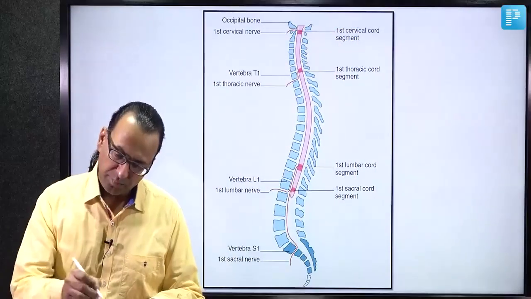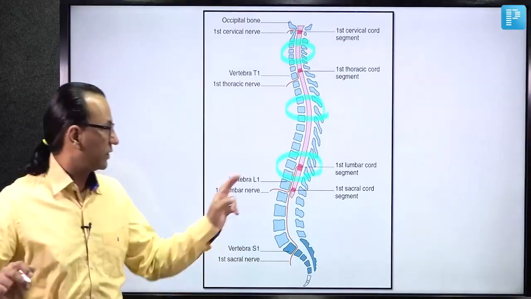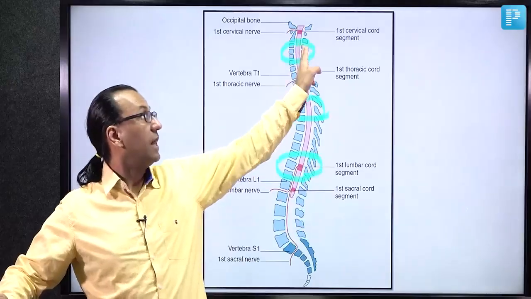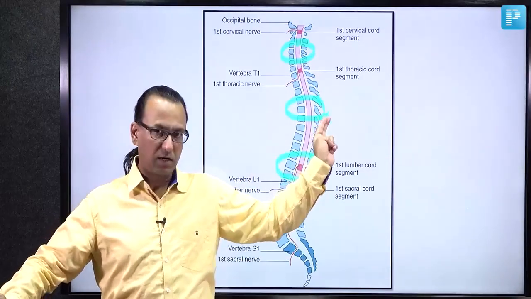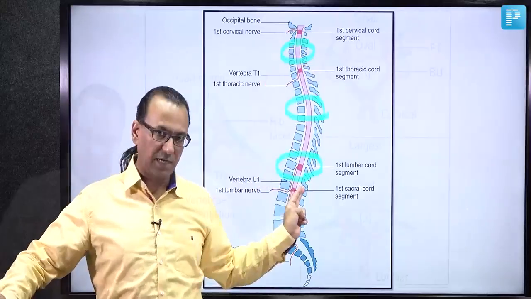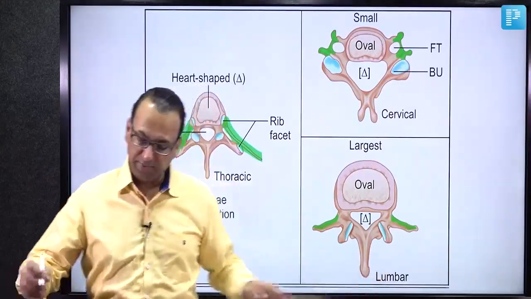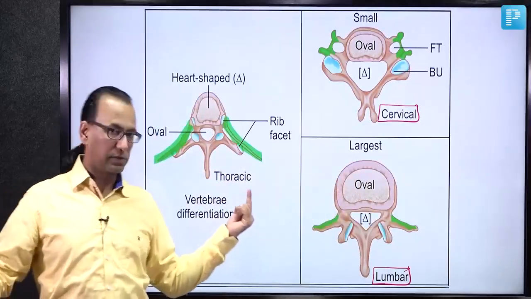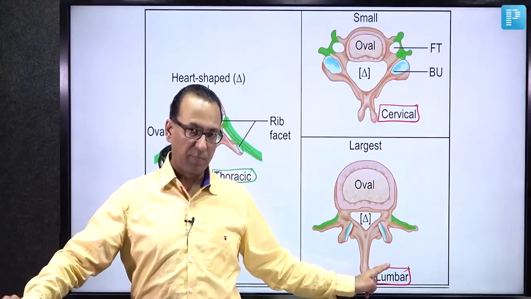Here we are going to compare the cervical vertebra with the thoracic vertebra and the lumbar vertebra, and we find that there are some similarities between cervical and the lumbar vertebra which are different from the thoracic. Let us look at the differences and similarities as well. So as I'm suggesting, cervical and lumbar vertebra have some similarity here, and there are some differences from the thoracic vertebra. Let us first look at the similarities between cervical and the lumbar vertebra.